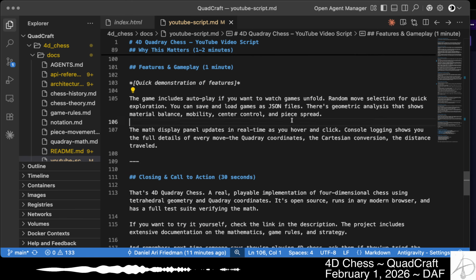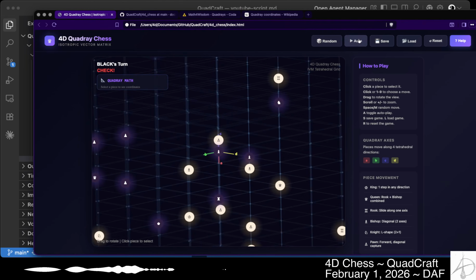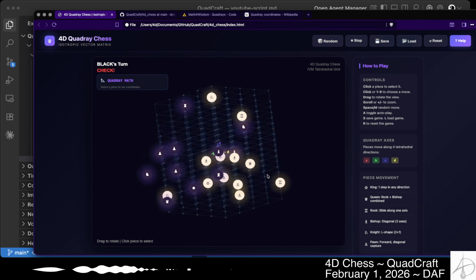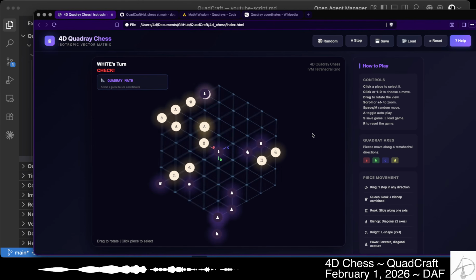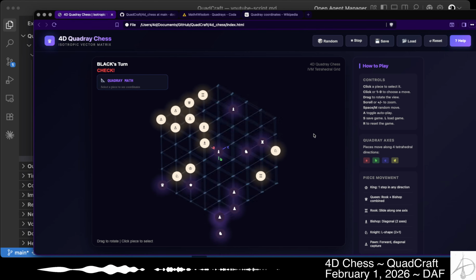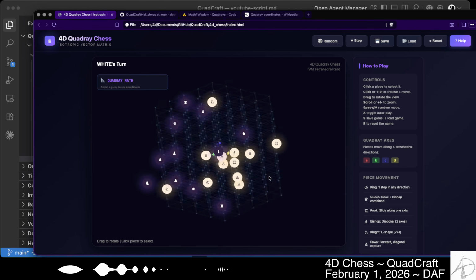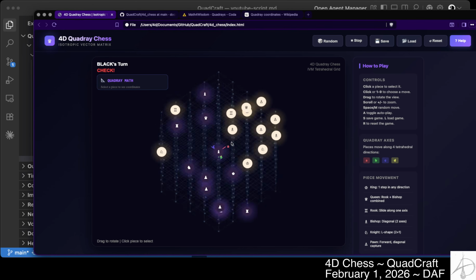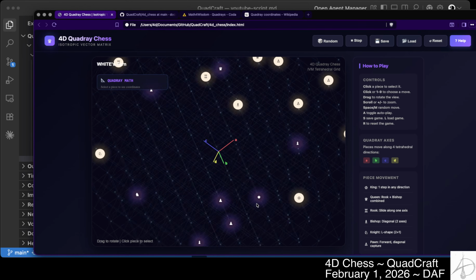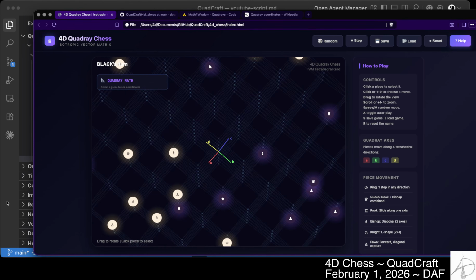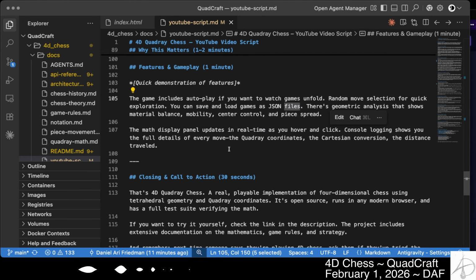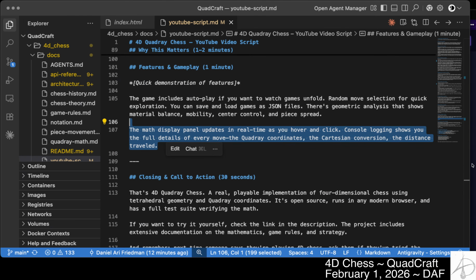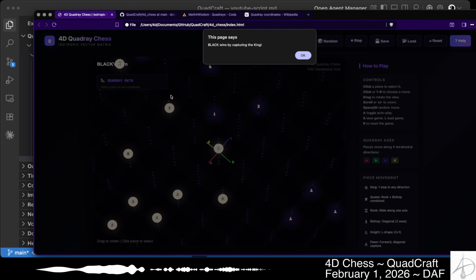The game includes autoplay if you want to watch games unfold. So up here, hit auto, and you'll watch the game randomly play out. I haven't added in any sort of intelligent play, but it's cool to just watch these pieces go at it. The math panel updates in real time as you hover and click. Console logging will show you the full details of every move, the Quadray coordinates, the Cartesian conversion, and the distance traveled.